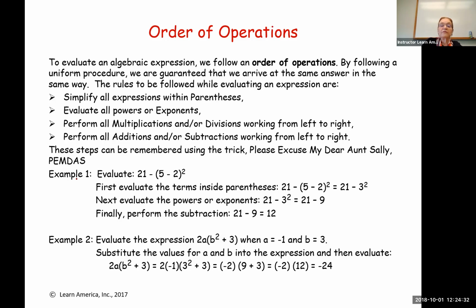So if we look, for example, at the first problem, evaluate 21 minus (5 minus 2) squared. Well, first we do the parentheses. So 5 minus 2 gives us 3. Then we do the power. So we have 3 squared, which gives us 9. Finally, we have 21 minus 9, which gives us 12. A very straightforward way that we follow the rule. Everybody's got to come up with the same result.